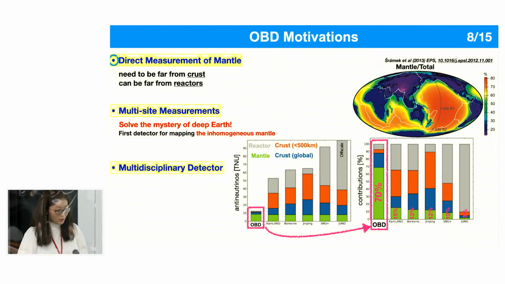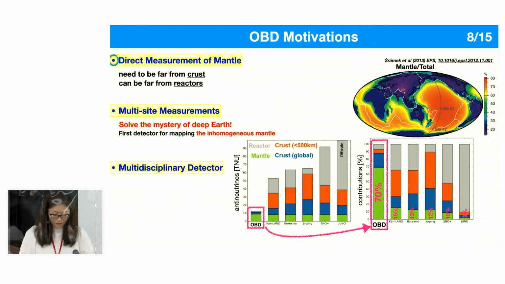Okay, so motivations. Firstly, as I mentioned before, the direct measurement of the mantle is a very important point. So yeah, we need to be far from the crust, because the crust is the source of the huge geoneutrino signal.